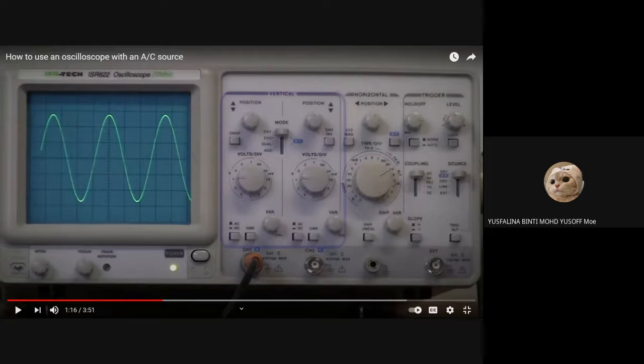Okay, so that means this one small box here, 1 division here, we call it 1 volt. It's equal to 1 volt, right? So let's see the video.